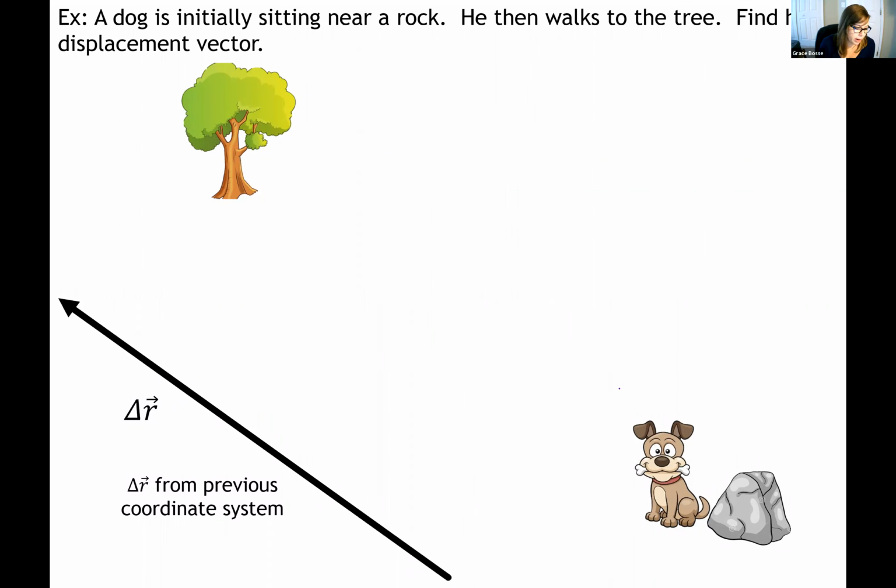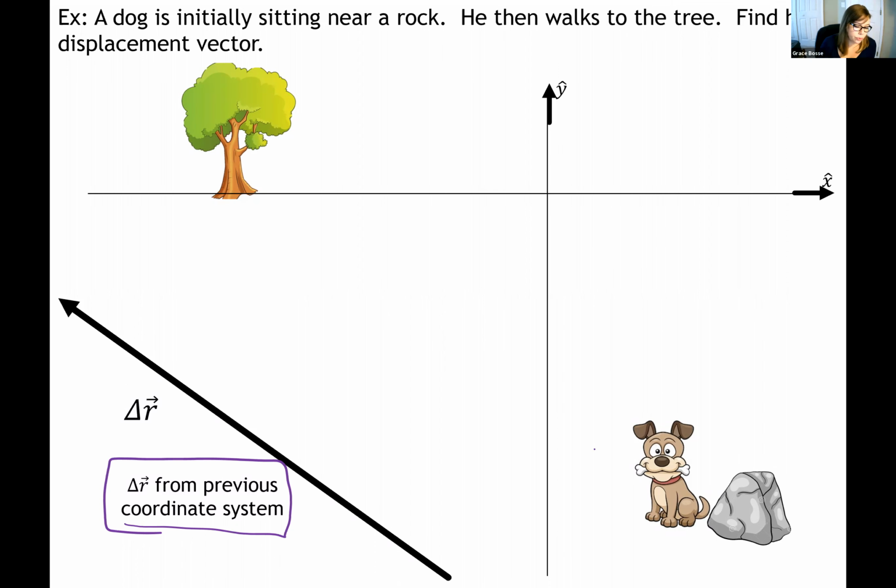So I'm just going to remind you, this is our original, this is the one that we just did. That was the displacement vector of the dog in that previous example. What if we define a new coordinate system where the origin is up here somewhere? Do you think we're going to get a different displacement vector? Well, let's go through those steps again. There's RI and RF. So those are the position vectors of the initial position of the dog and the final position of the dog. He starts at the rock and he goes to the tree.